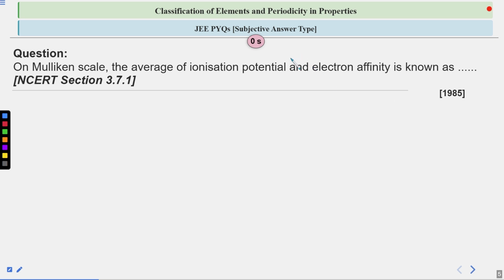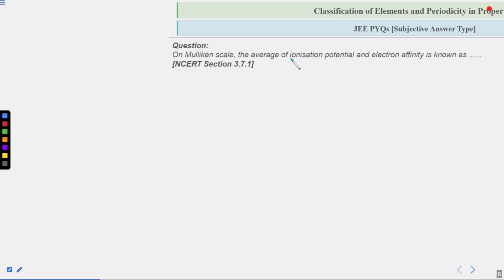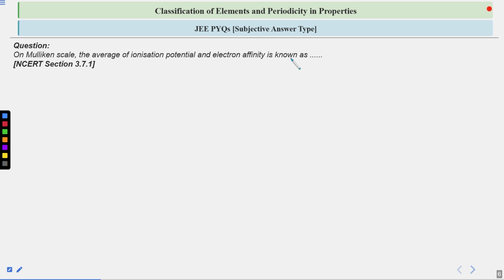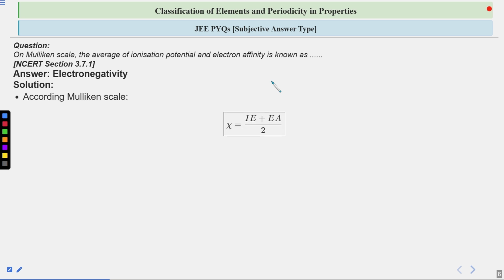Okay, your time is up. So, the correct answer will be electronegativity. And what was the formula for the electronegativity? The formula goes like this. According to the Mulliken scale, we write that electronegativity chi is equal to (ionization energy plus electron affinity) by 2. So we simply take the average of these two physical properties.